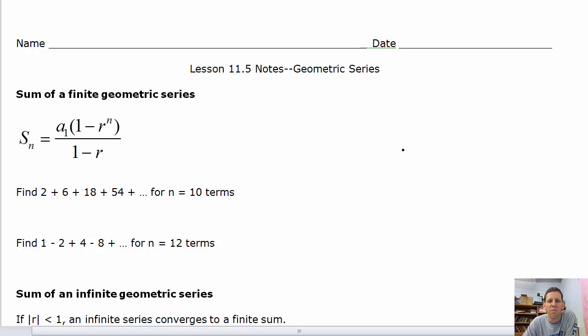These are the lesson 11.5 notes on geometric series. Today what we'll do is we'll find the sum of an infinite geometric series, the sum of a finite geometric series, and we'll evaluate summation notation problems involving infinite series as well.